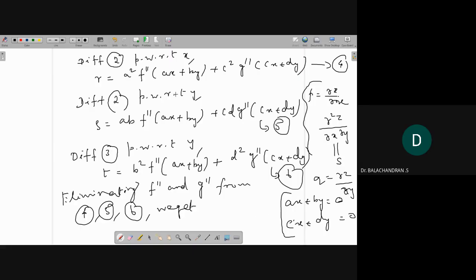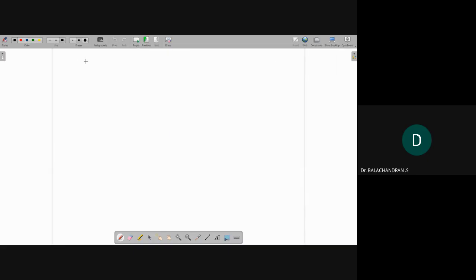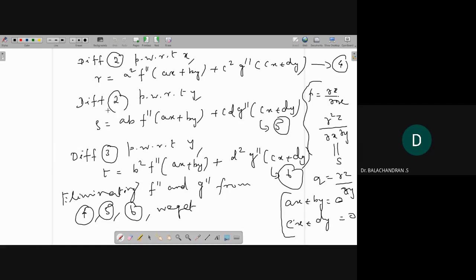But here we have 3 equations, equations 4, 5, 6. So to eliminate f double dash and g double dash from 4, 5, 6, I am going to use the concept of matrix. So the determinant of first row a square, c square, second row s, a b, c d, third row t, b square, d square equal to 0.